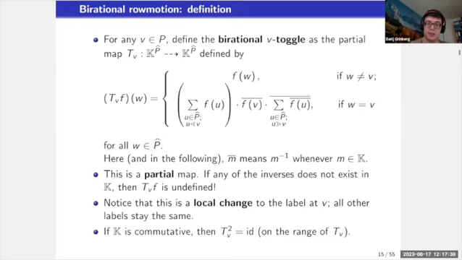If the ring is commutative, then doing this toggle twice gets you back where you started. In that case, it really deserves the name toggle. In general, it does not, because you have this order question, but still you can call it a toggle, because what else do we want to call it?